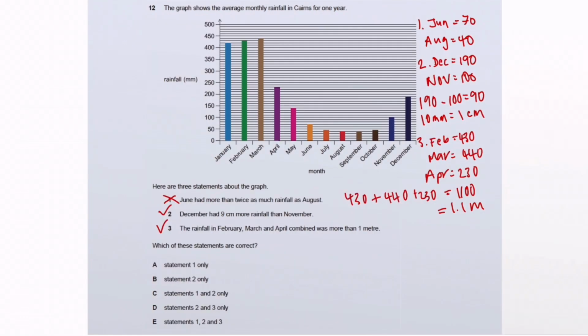And so when we go down to the options, which of these statements are correct? You know that D is the answer, statements 2 and 3 only. So for these types of questions, students should pay careful attention, especially when reading the graphs, because some of the lines can be quite tricky and they might misread. They also should be careful when doing their addition or mathematical operations to minimize errors.